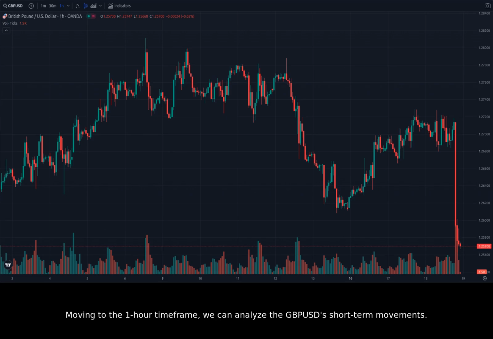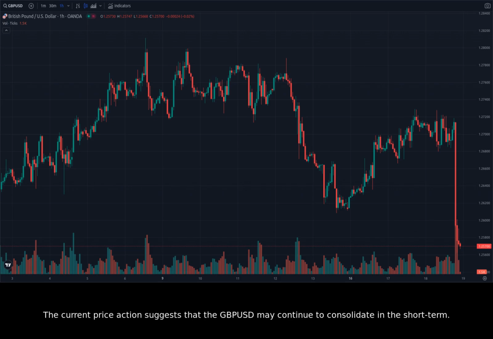Moving to the 1-hour time frame, we can analyze the GBPUSD's short-term movements. Looking at the 1-hour chart, we observe a more granular view of price fluctuations. Intraday fluctuations reveal short-term support and resistance levels. We can see short-term support and resistance levels forming between 1.265 and 1.27. The increased volume during these periods reinforces the significance of these price levels.